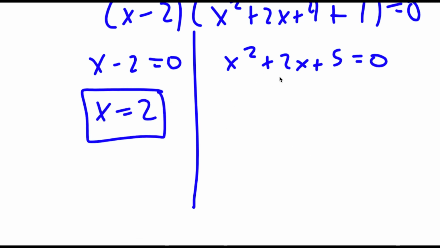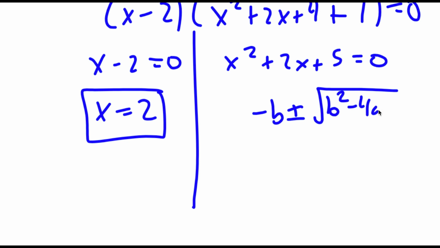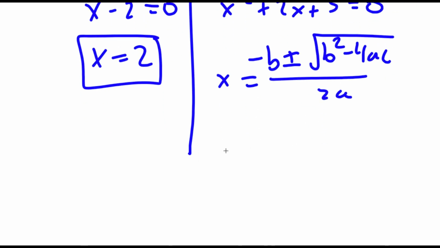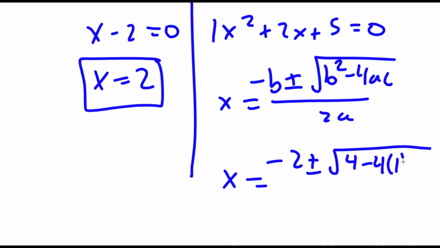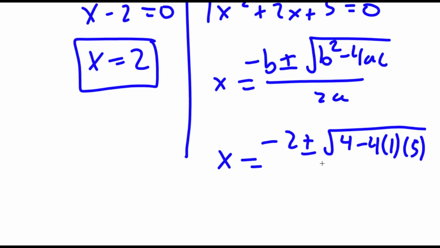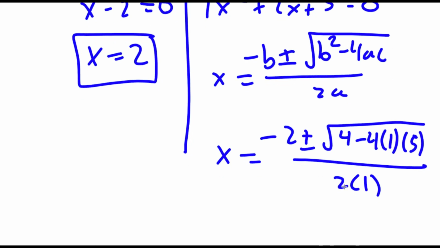And for x squared plus 2x plus 5 equals 0, I can use the quadratic formula, which is negative b plus or minus the square root of b squared minus 4ac all over 2a. So in this case, a is 1, b is 2, and c is 5. So I have negative 2 plus or minus the square root of 2 squared, which is 4, minus 4 times 1 times 5, all over 2 times 1.